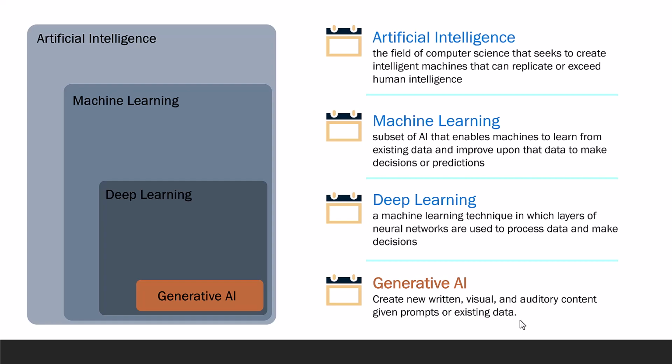Then within machine learning, these data scientists could potentially be using a learning technique called neural networks, which are used to process data and make decisions, not just learn from the data patterns that are available, but potentially make decisions based off of those data patterns.